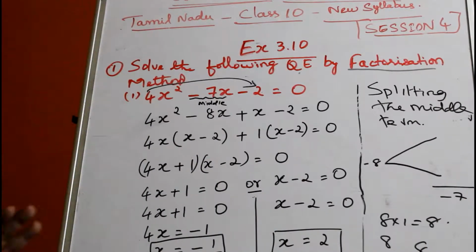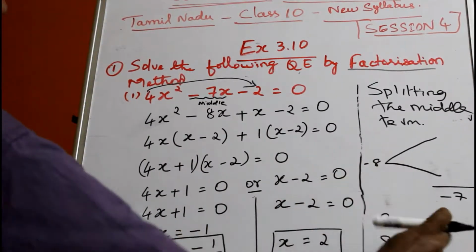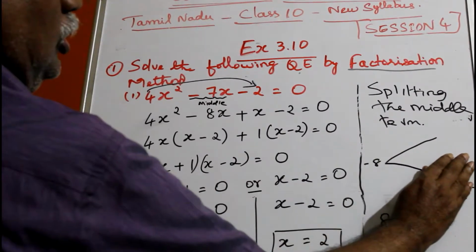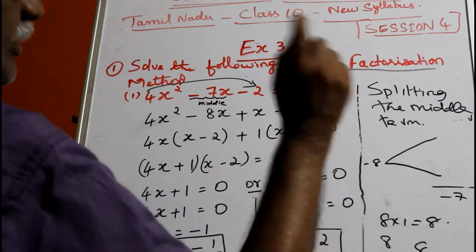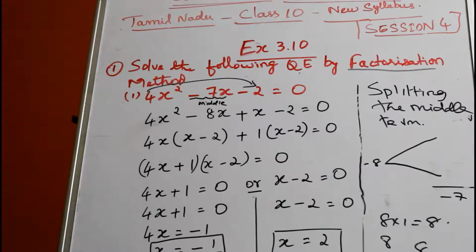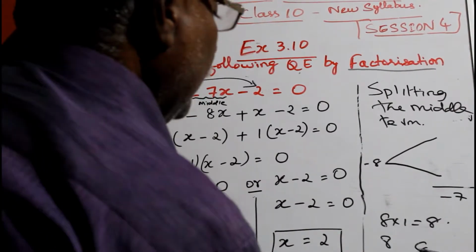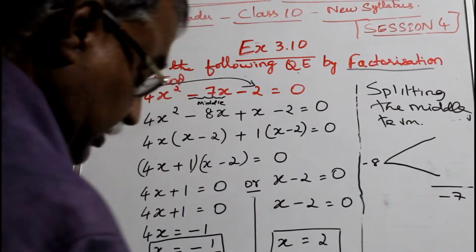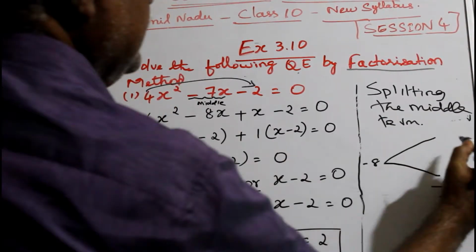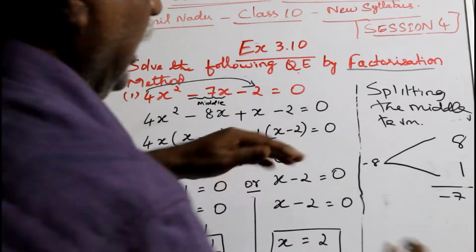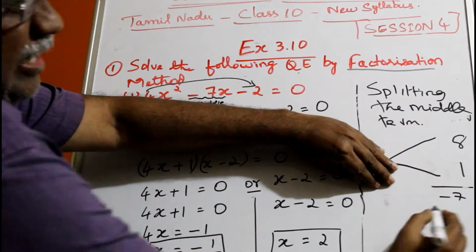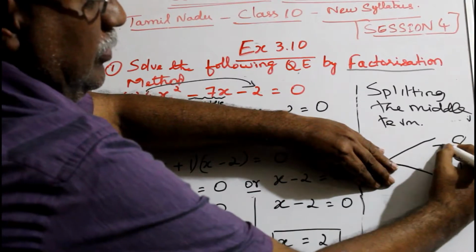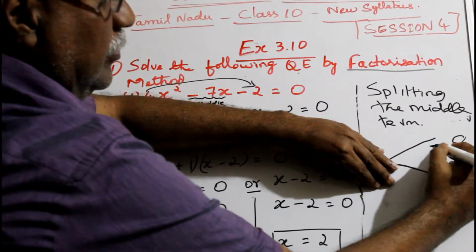Don't worry about the sign immediately. First you find the factors of this number. You can hide this also and find 8. 8 ones are 8. If you add and see, you get 9. If you subtract and see, you get 7. The 7 is coming there. So what you do now is you put the 8 and 1. Now you hide this, and when you add, you must get minus 7. So to get minus 7, it becomes minus 8 and plus 1.